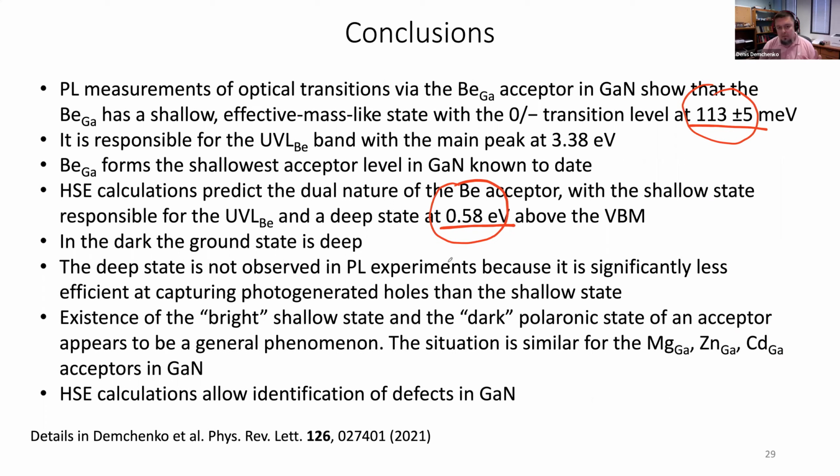And I think another thing that I want to leave you with is that these hybrid functional calculations allow identification of defects, something that is difficult to do from experiments. So it's a very useful thing to do experiment and theory together.